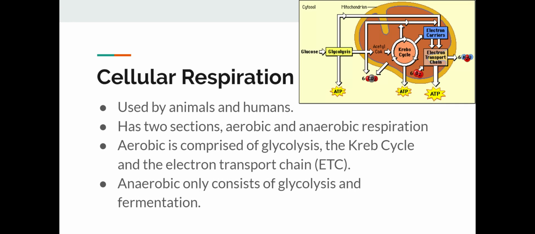Cellular respiration is used by animals and humans. It has two sections, aerobic and anaerobic respiration. Aerobic is comprised of glycolysis, the Krebs cycle, and the electron transport chain, or the ETC. Anaerobic only consists of glycolysis and fermentation.